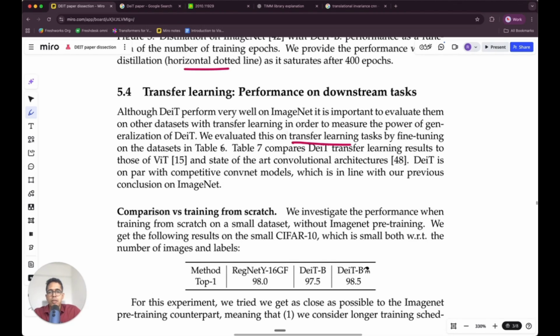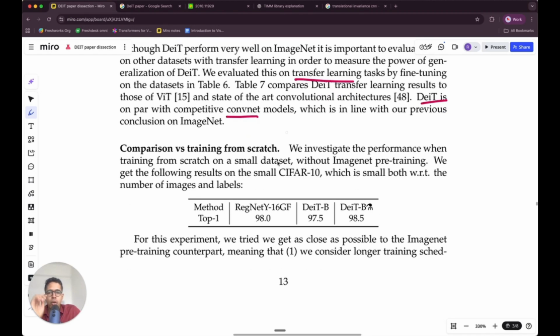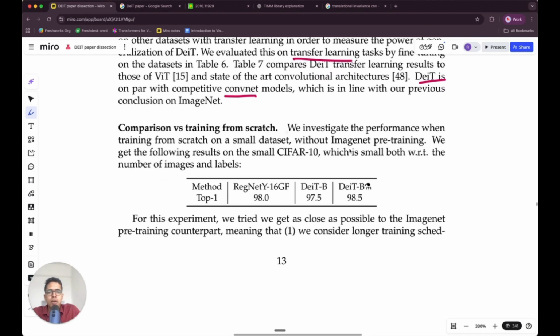Okay, so that is what Table 7 is. So what was the text? Table 7 compares results. DeiT is on par with CNN, especially the EfficientNet, which is in line with our previous conclusion. Comparison versus training from scratch. We investigate the performance when training from scratch on a small dataset without ImageNet pre-training. Okay. Training from scratch on a small dataset without pre-training. We get the following results on the small CIFAR 10 dataset, which is small with respect to number of images and labels.